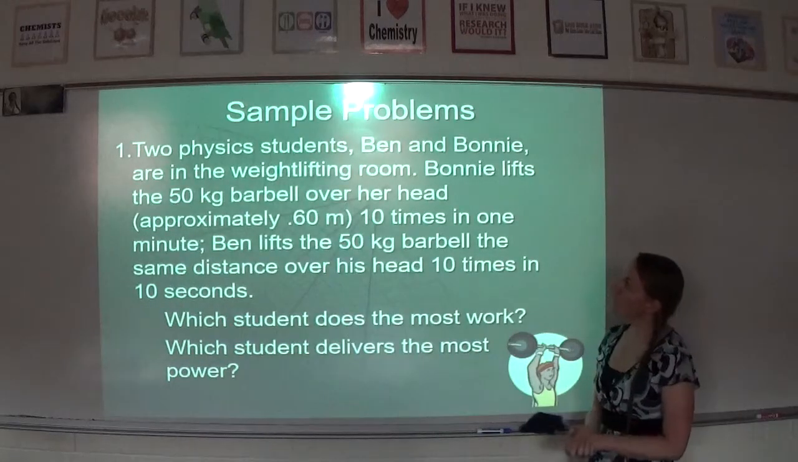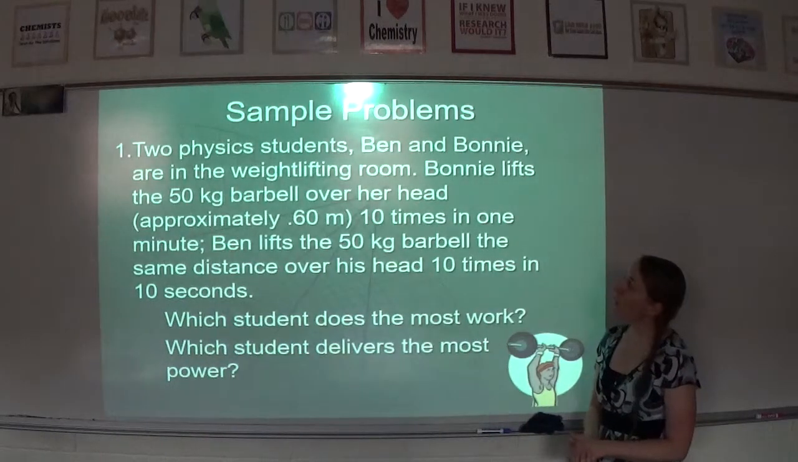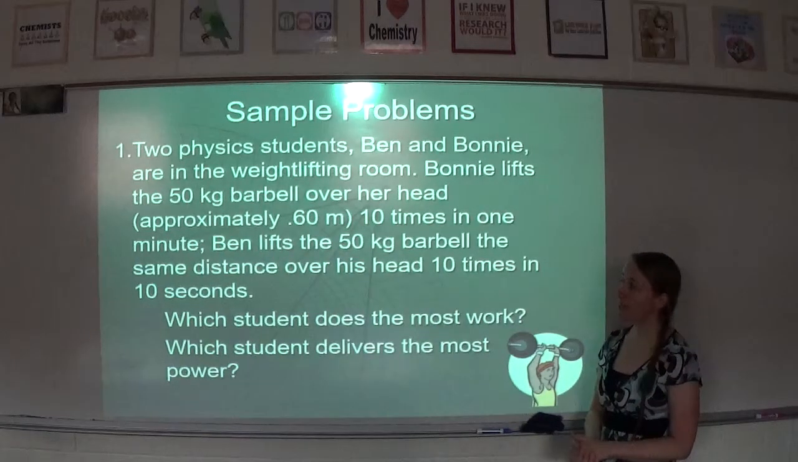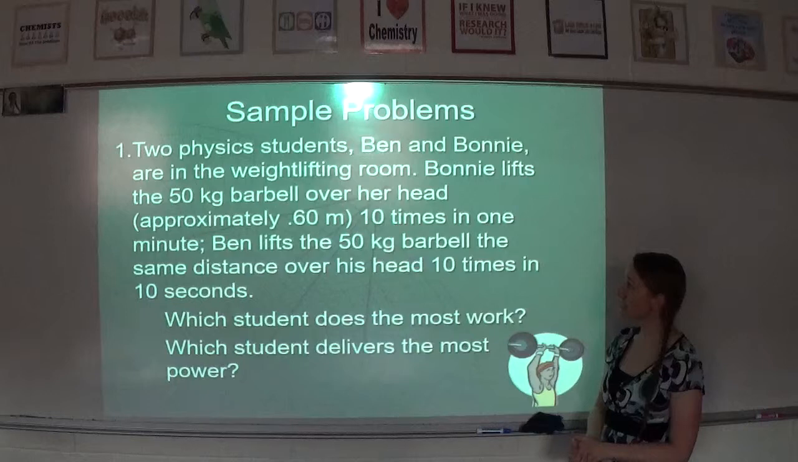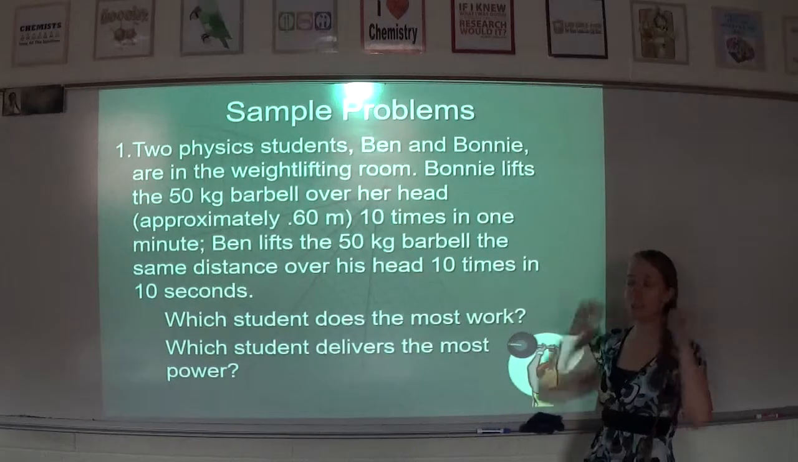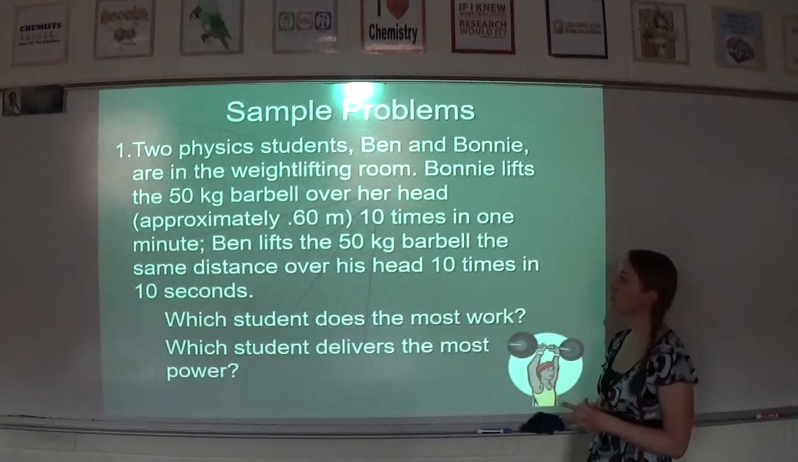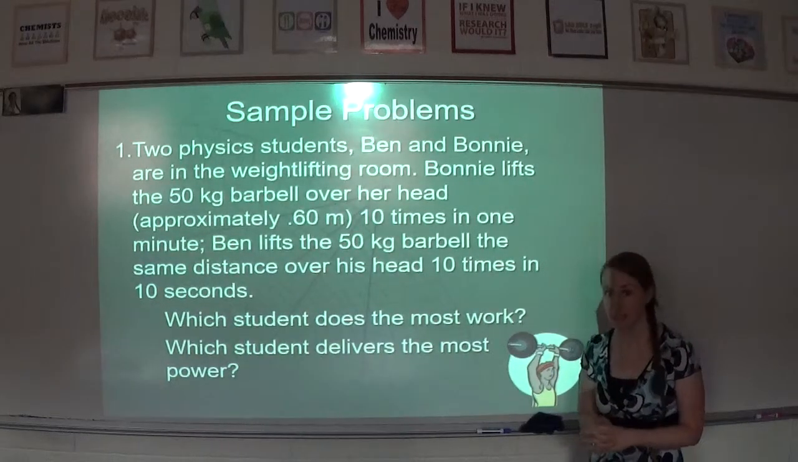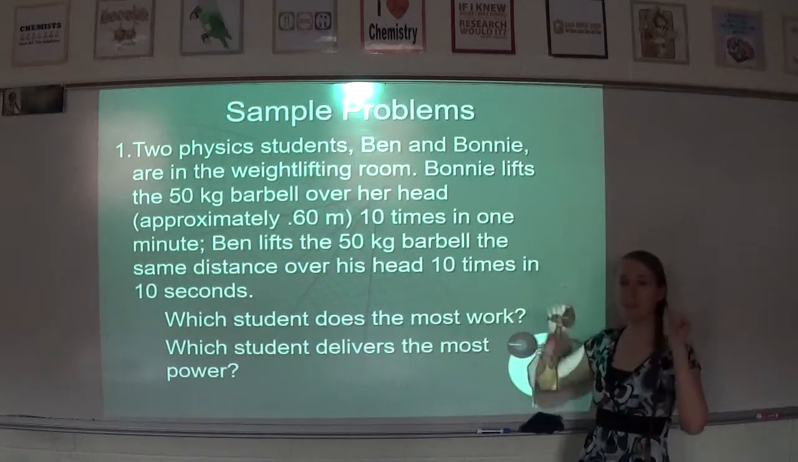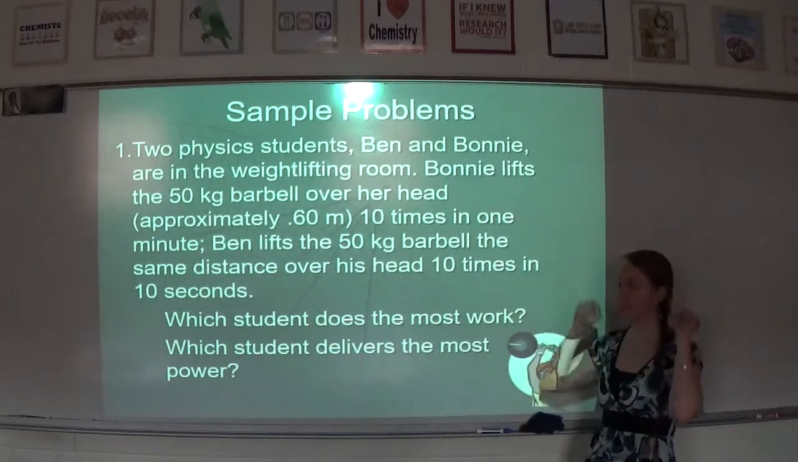So it says two physics students, Ben and Bonnie, are in the weightlifting room. Bonnie lifts the 50-kilogram barbell over her head, approximately 0.6 meters, 10 times in 1 minute. So she lifts it 10 times in 1 minute. Ben lifts the same 50-kilogram barbell, the same distance over his head, 10 times in 10 seconds. So she does it 10 times in 1 minute. He does it 10 times in 10 seconds.